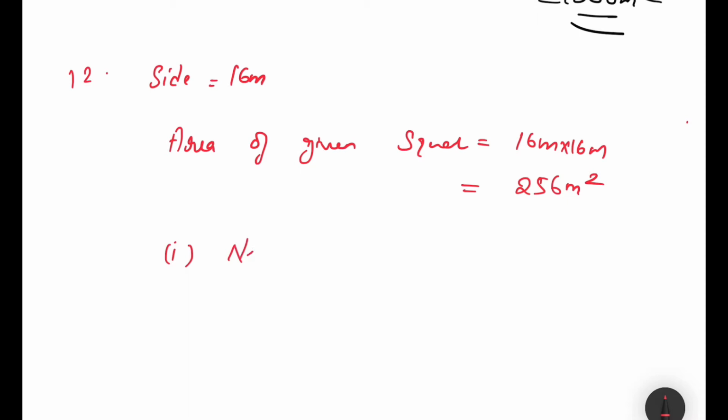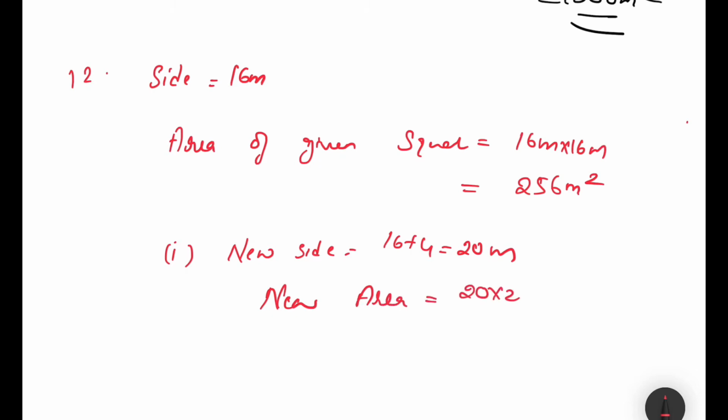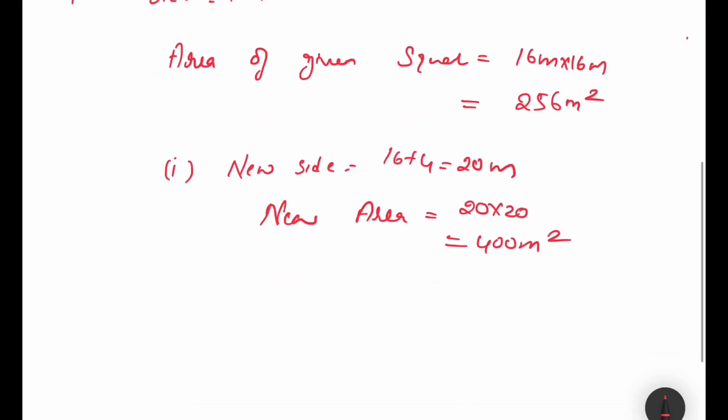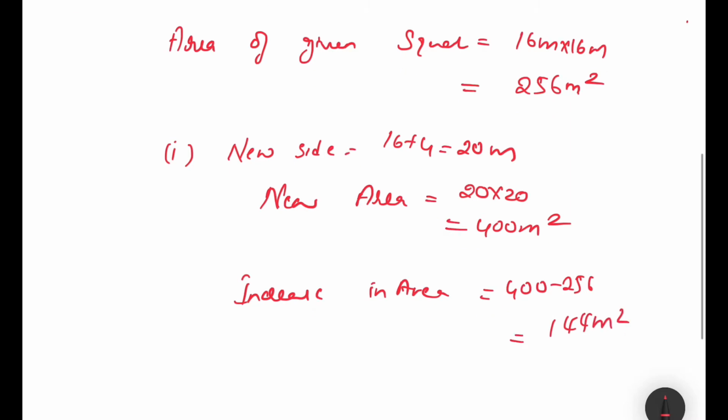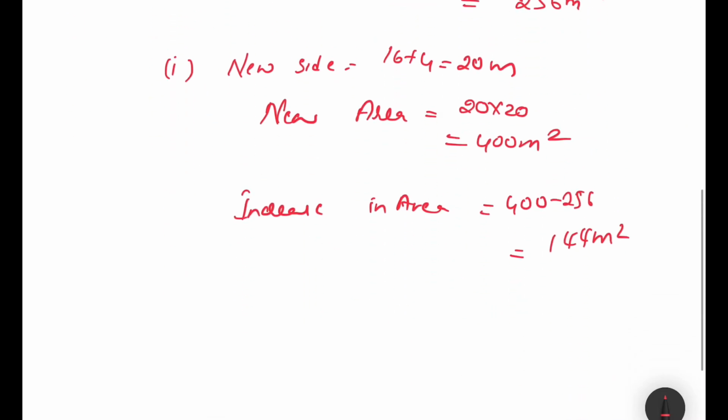So the new side is 16 plus 4, equal to 20 meters. New area will be what? New area is equal to 20 into 20, equal to 400 meter square. So increase in area in this case will be 400 minus 256, that is equal to 144 meter square.